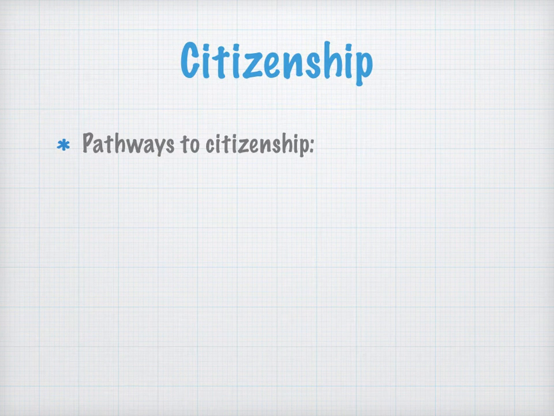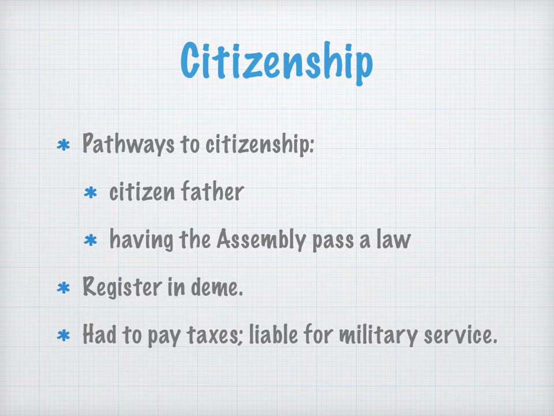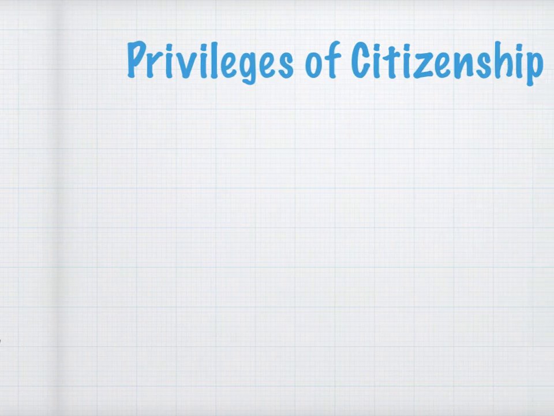To be an Athenian citizen, there were two main ways. Firstly, you were born to a citizen father, so if your father was an Athenian citizen, you could be one too. Alternatively, if you were a foreigner, you could have the assembly pass a law to make you a citizen, and we'll find out how that was done later. You'd then have to register in your deme, which is like a sub-polis or a district of Athens. And in return for the privilege of citizenship, you had to pay taxes, and you could also be called up for military service in times of war.